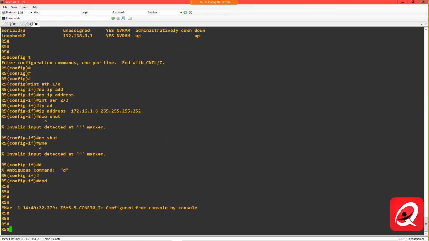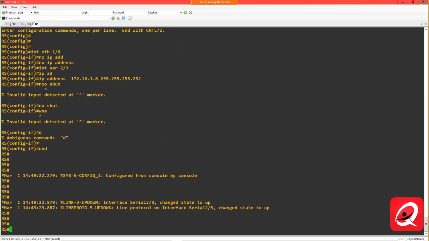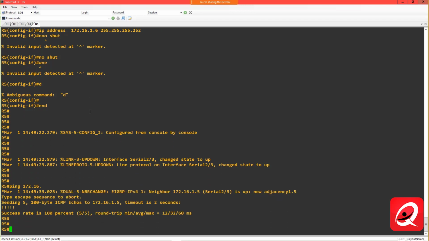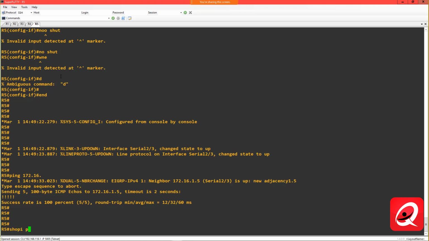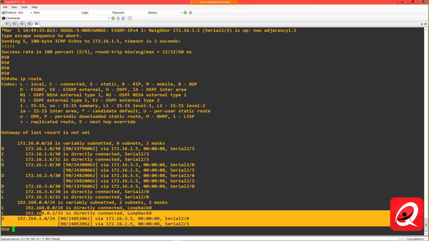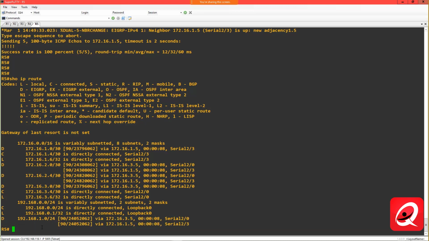All right. So that means now that we should get an adjacency on that link, and I should also be able to ping 172.16.1.5. There's our adjacency. All right. So now if I do a show IP route, well, we're still using the same route for that destination. Actually, we're load balancing now because I had shut down that Ethernet interface.